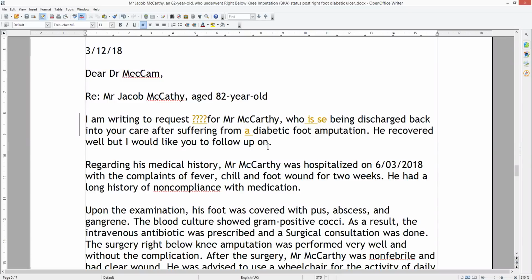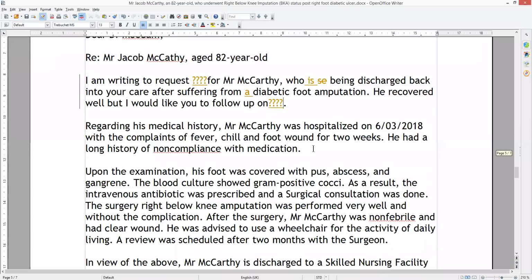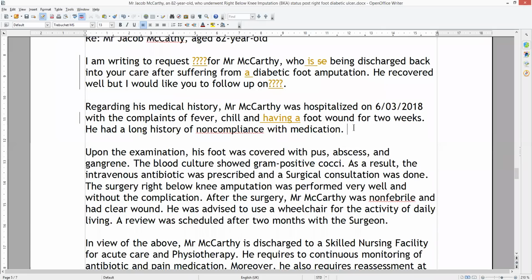He recovered well, but I would like you to follow up on what? As a phrasal verb, you follow up on something. To follow up on his care, what? His management. You need something to follow up on if it's a phrasal verb. Okay, regarding his medical history, Mr. McCarthy was hospitalized with complete foot wound for 2 weeks with complaints of fever, chill, and having a foot wound for 2 weeks. He had a long history of non-compliance with medication.